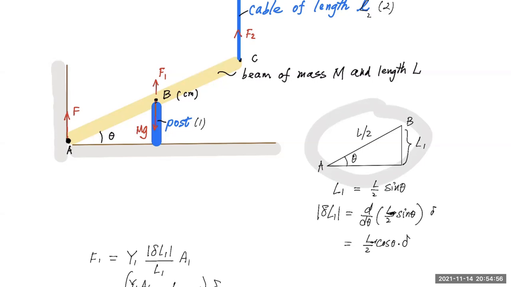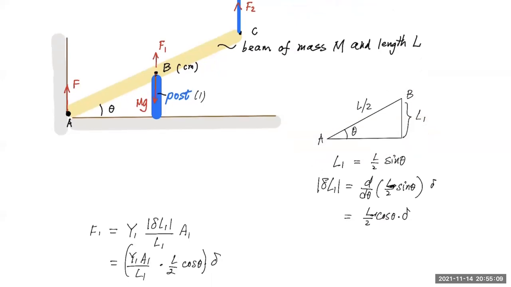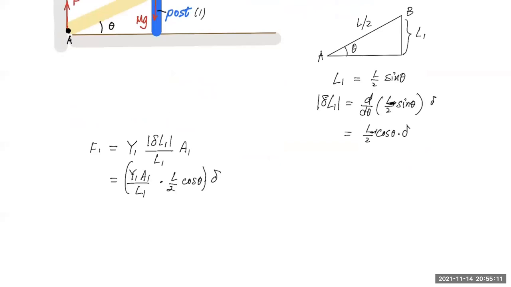except you replace L over 2 with L because you're going from A to C instead of from A to B. Okay, so the amount of stretch for the cable is just twice as much as delta L1. So delta L2 is twice as much as delta L1. And that tells me immediately how to find F2. F2 equals Y2, okay, and then delta L2, which we know is positive. We don't have to take the absolute value. Divided by L2 times A2.